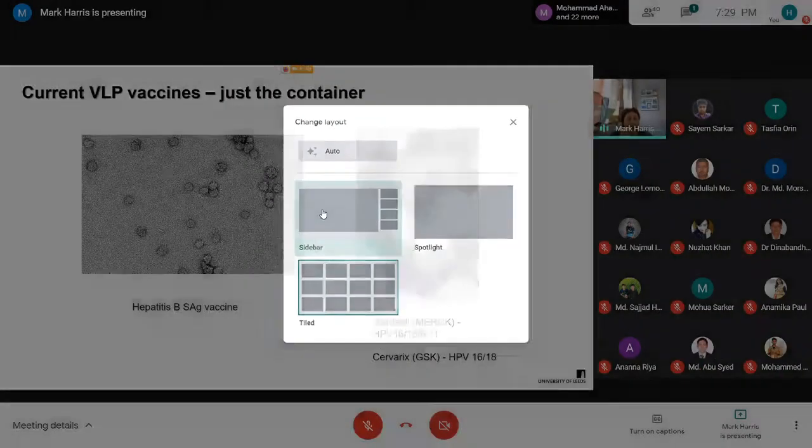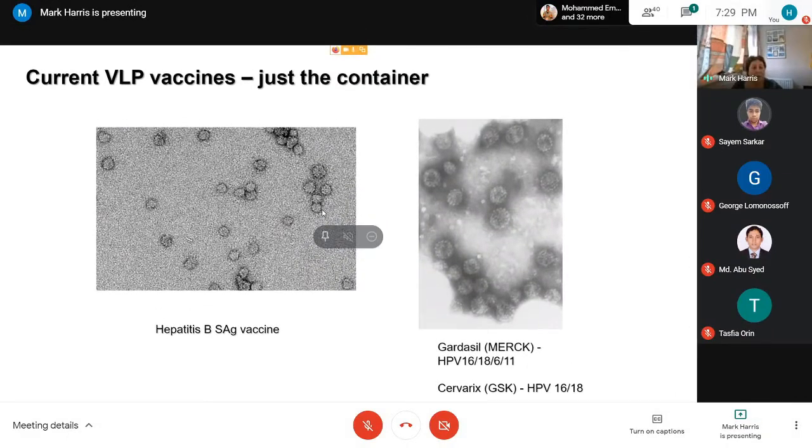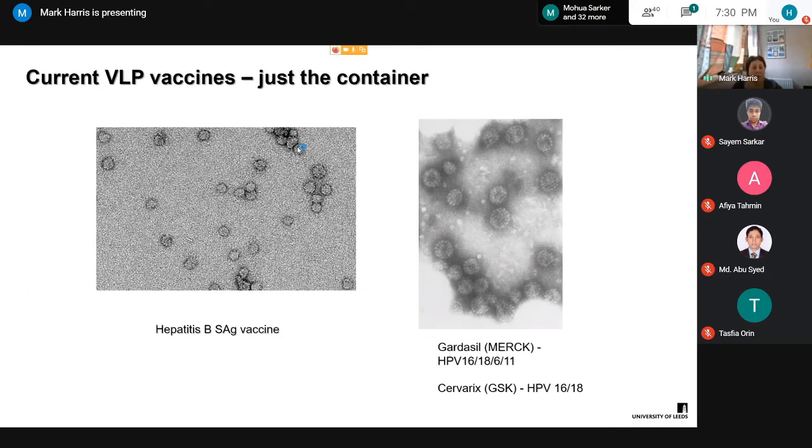So because you're making only parts of the pathogen, and in this case, the container that the genome lives in, encased in, is a very safe process. So you don't need high quality, high containers to be able to do this. So it makes the process, in many cases, cheaper. So not just safer, but also cheaper.